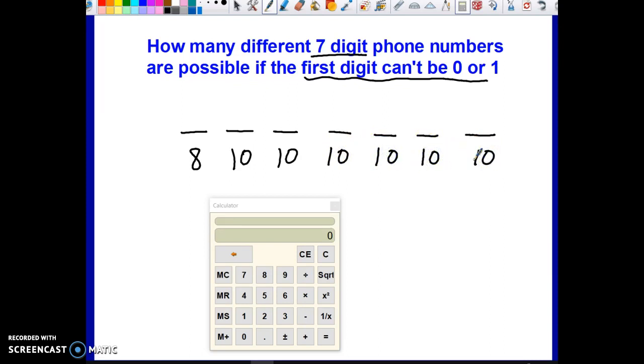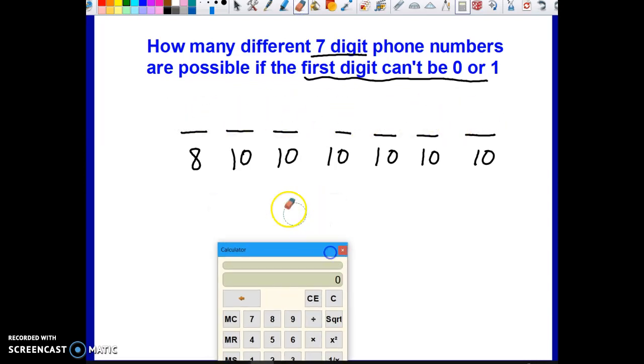All right, so a sample phone number might be 8675309. And you can repeat digits. You could have 5339. That's fine too. But the point of the matter is, you have 8 choices for the first digit and 10 choices for every digit after that. And the fundamental counting principle states I just multiply these numbers together to get my answer.